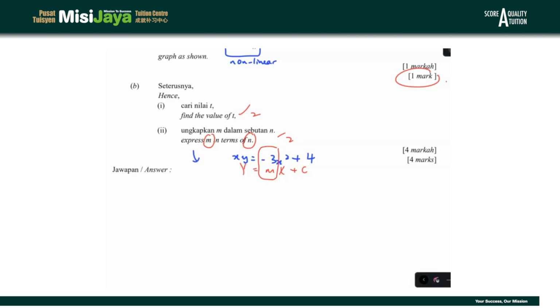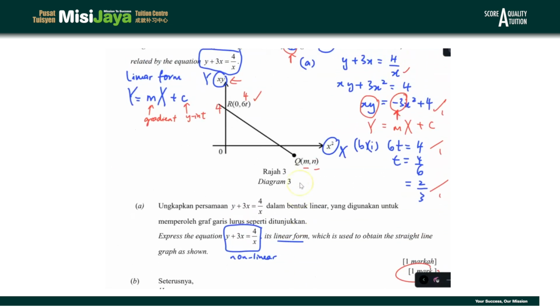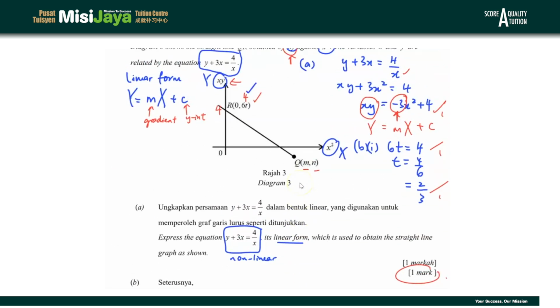So I'm going to use the gradient formula, okay? So our gradient is n minus 4, because our c is 4, right? Just now we got 4, okay? The formula for gradient is m equals y2 minus y1 over x2 minus x1, right? I will treat this as x2, y2, and this as x1, y1.